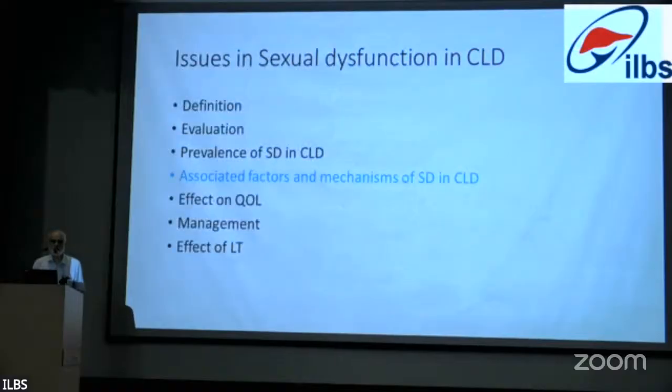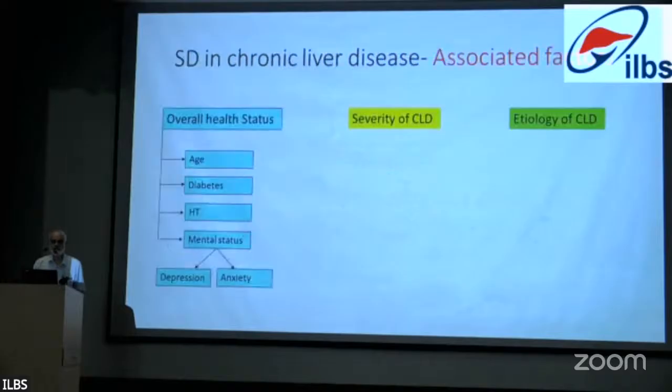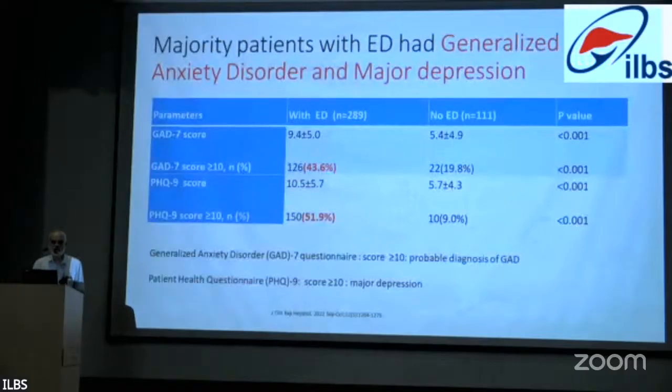Now, what are the associated factors and mechanisms of sexual dysfunction? So these are the associated factors: overall health status, age, diabetes, hypertension, mental status, depression, and anxiety. And in this study, the majority of the patients with ED had generalized anxiety disorder and major depression. This was done at ILBS, the pathology department. So GAD-7 score, which indicates anxiety, almost half of the patients, and PHQ-9 score, which indicates severe depression.